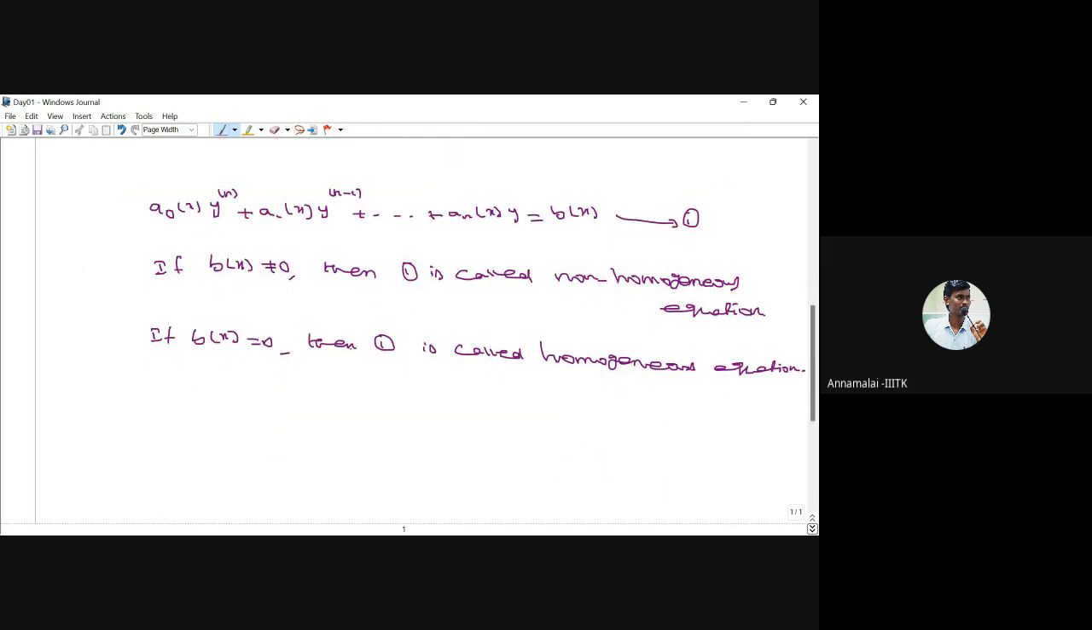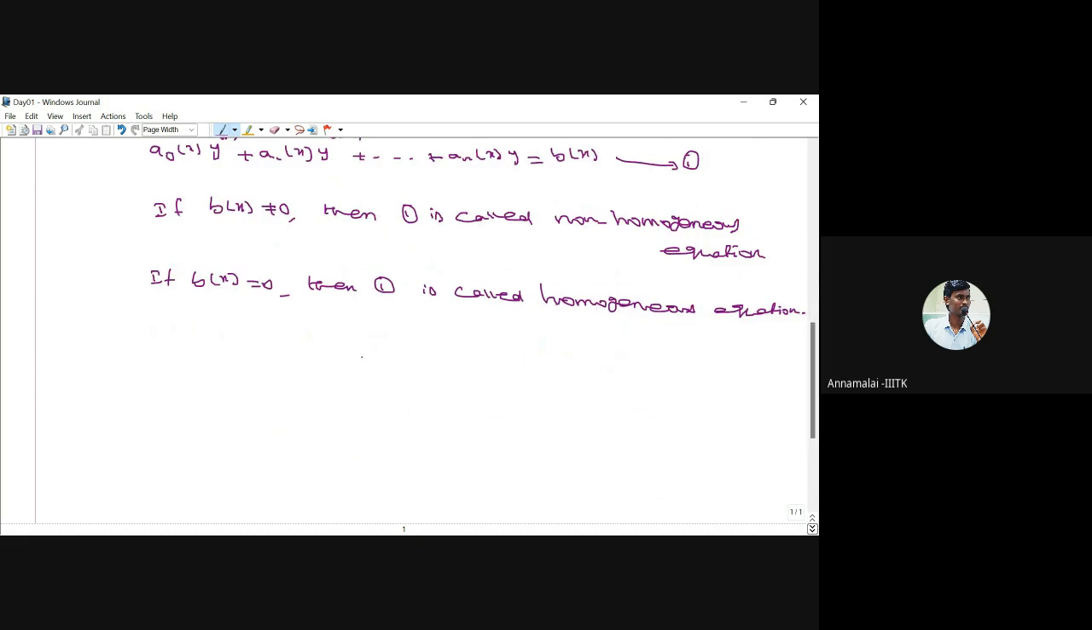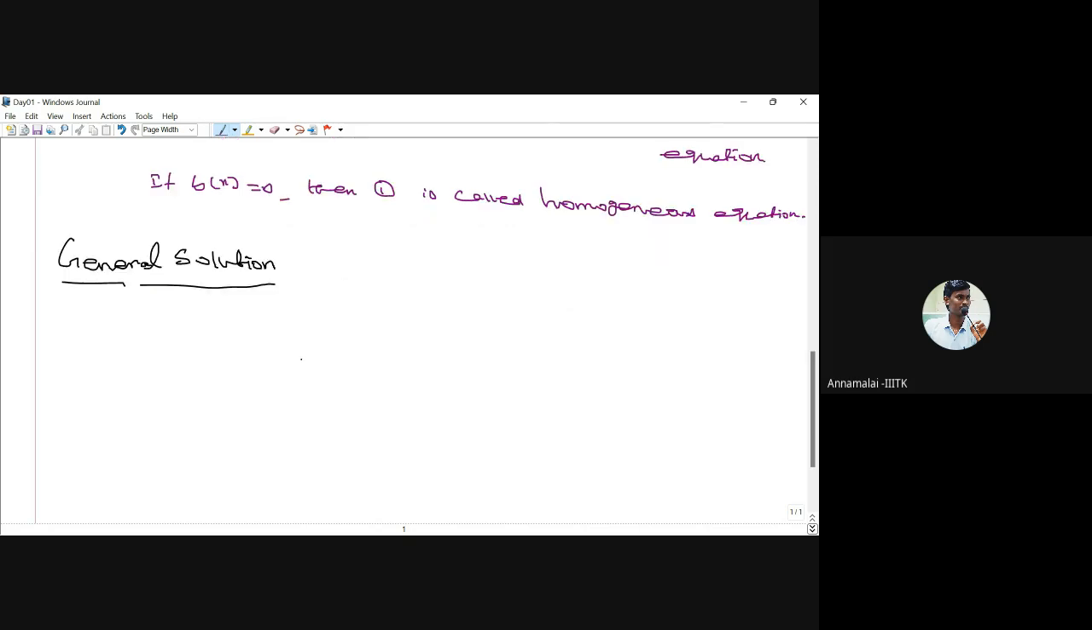Now, what do we mean by general solution, and what do we mean by particular solution? So, what does general solution mean? Definition of general solution. A solution is a function of x that satisfies the given differential equation. A solution of an nth order differential equation is said to be a general solution if it contains n arbitrary constants.